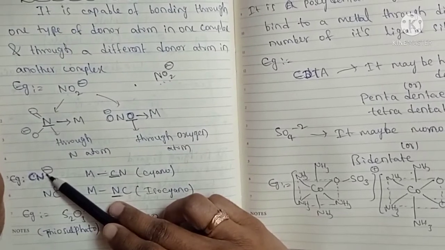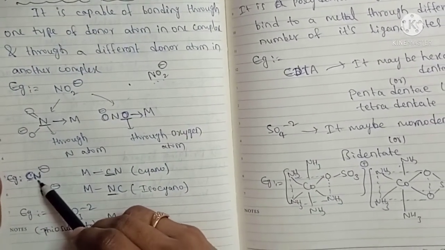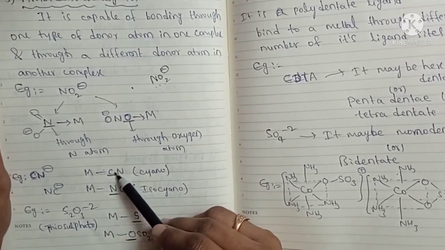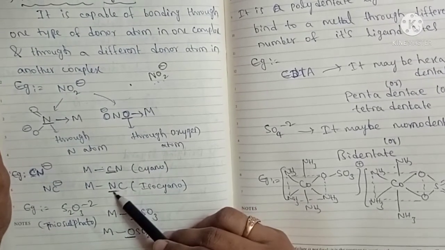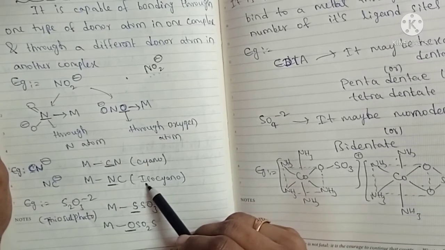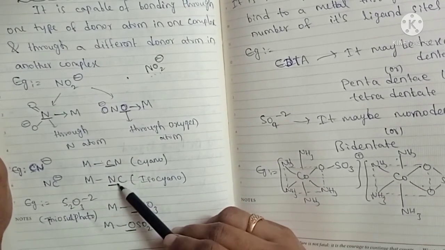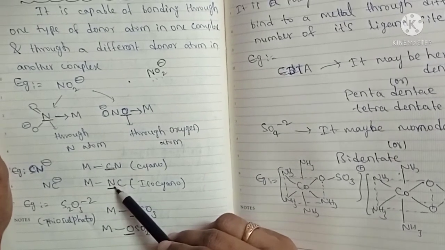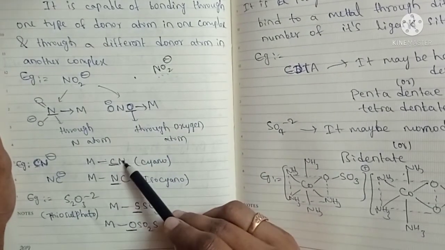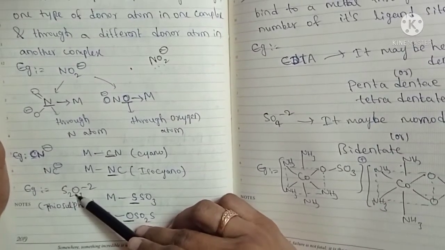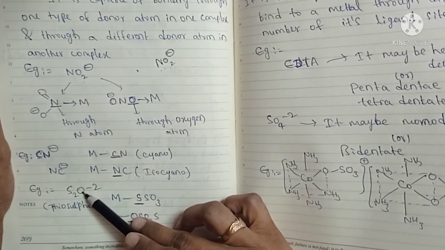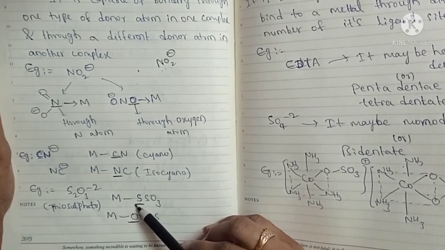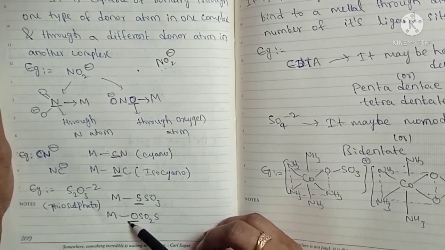And one more example is CN minus. CN minus can use either carbon or nitrogen as the donor atom. For example, in this compound it uses carbon. It is called cyano, and when it uses nitrogen as the donor, it is called isocyano. So the names of ligands also change as the donor atoms change. Nitro, nitrito, cyano, isocyano. And this thiosulfate ion, thiosulfato. Here it may use sulfur or it may use oxygen to donate to the metal. When it uses sulfur, this is called thiosulfato S. This is called thiosulfato O. So these are ambidentate ligands.